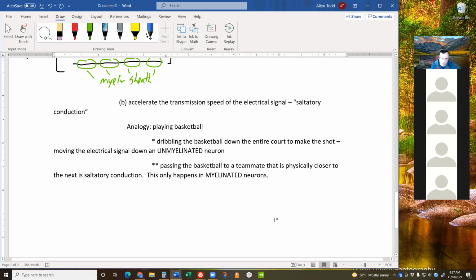Okay, so the third function of the Schwann cells is to act as a glial cell. And what I'm saying is, even though we're calling it a Schwann cell and we're saying the Schwann cells form the myelin sheath, even in the context of the myelin sheath, the Schwann cell is a glial cell. And so what is one of the general purposes of all glial cells? Well, it is to support, protect, and help nourish the neurons.